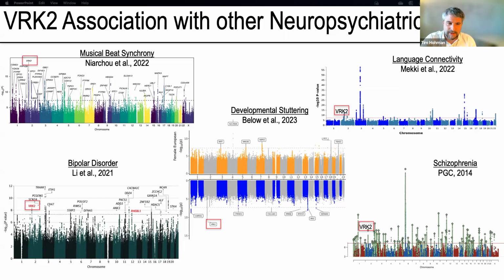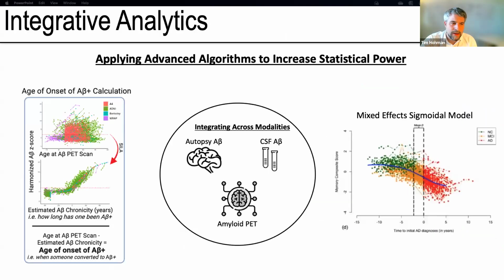So really excited for these types of analyses to continue to grow and to continue to learn more and more. There's a lot. I mentioned the integrative analytics. This is a big focus of the work that we do here, trying to think of ways that we can better model how the disease is changing, particularly in the preclinical stages of disease. Here's just a few examples of those.